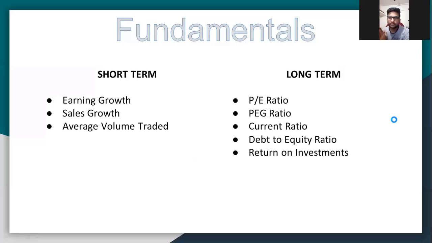When I talk about long-term investors, like Mr. Warren Buffett, they are not worried about the price, they are more worried about the valuation of the company. So what will they focus on? They will first focus on the PE ratio, that is the price earning ratio, which will tell them if a company is overvalued or not. Second thing is the PEG ratio, right? Then there is the current ratio, then there is the debt to equity ratio, and then there is return on investment, right?